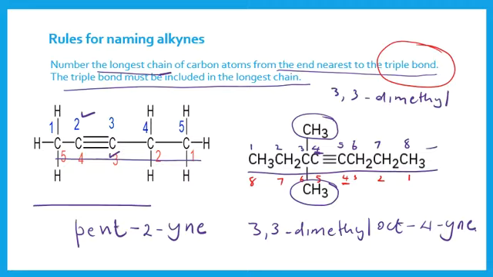Okay, so now let's name this. We are going with the purple numbers. Remember, we list the prefix first, and then the stem, and then the suffix. So we are going to say this is 3,3-dimethyl. And then for the stem, this is oct. And then we also need to tell people where the triple bond is. The triple bond is on carbon number 4. So oct-4-ine.